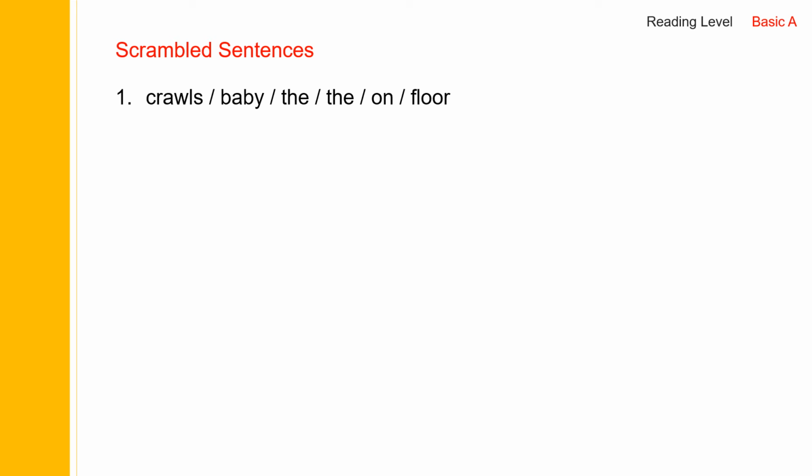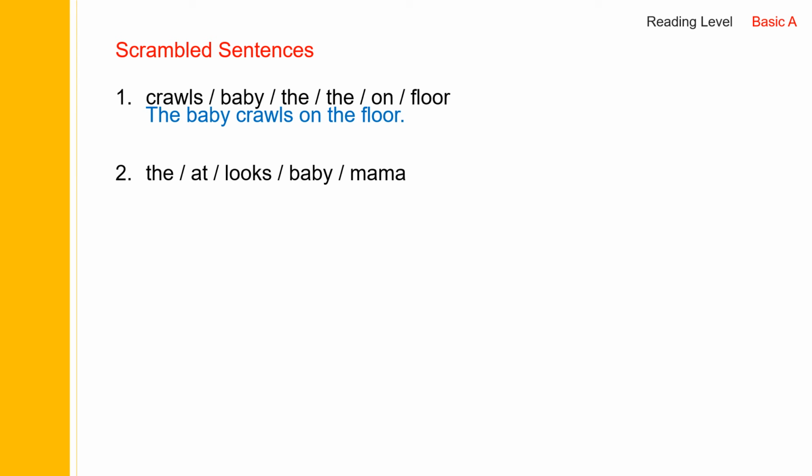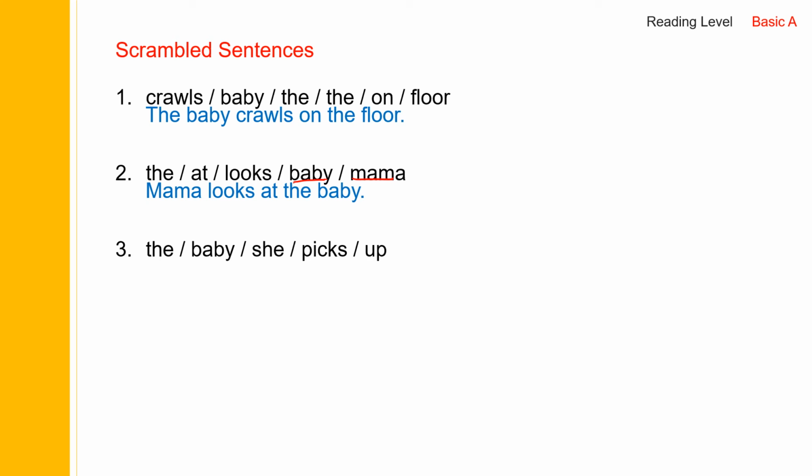The first one. Okay. Looks like the baby crawls, right? The baby is the subject, and crawls is the verb. The baby crawls on the floor. Next one. Okay. We have mama or baby. Which one? Baby looks at the mama, or mama looks at the baby. So mama is the subject. Mama looks at the baby. Next one, she is the subject. So she, verb is picks up. And then the baby. She picks up the baby.